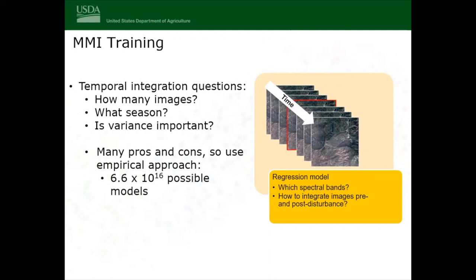It's really this balance game. On the one hand, more images might sound better because you get a better average, but going out further in time means you might incorporate more disturbance. So we took an empirical approach of testing all possible model combinations. And that's what that gigantic number is that you see up there.